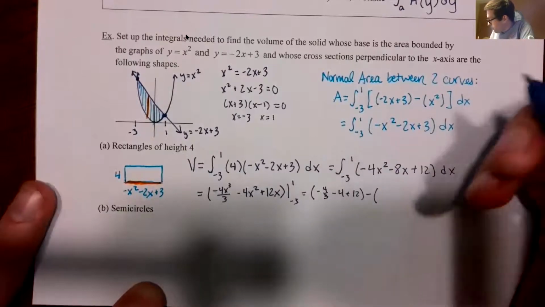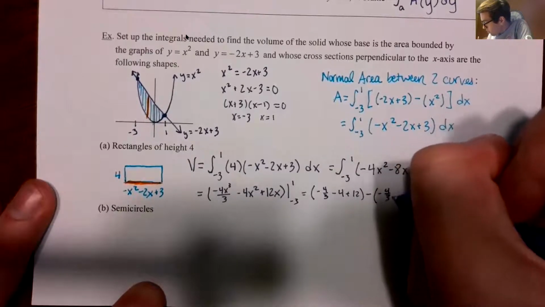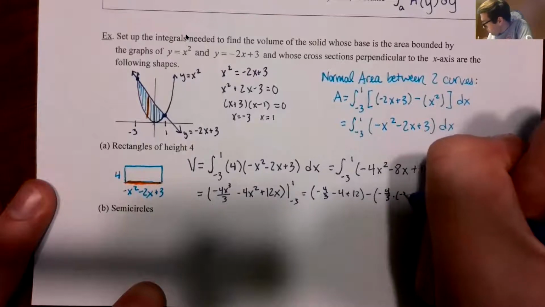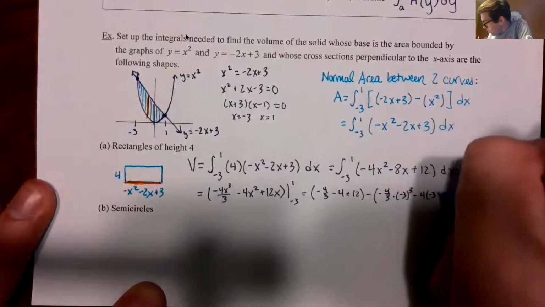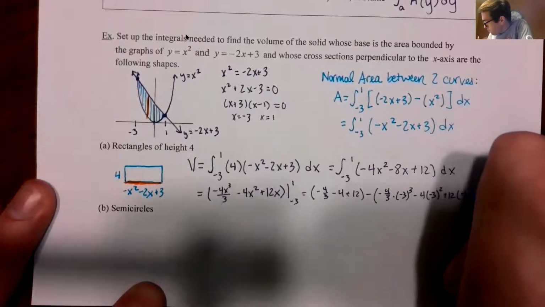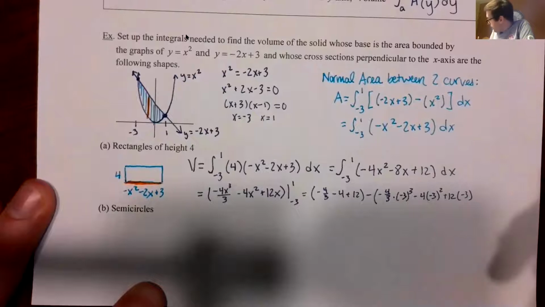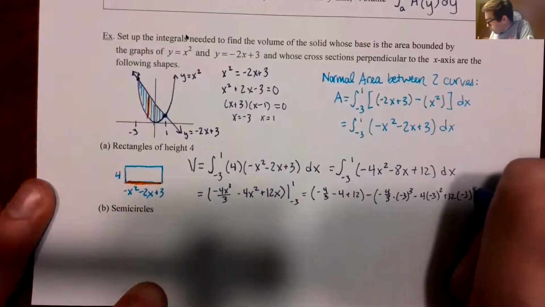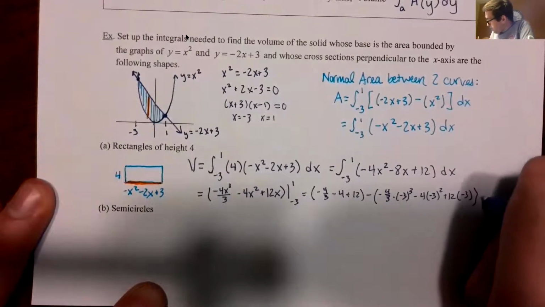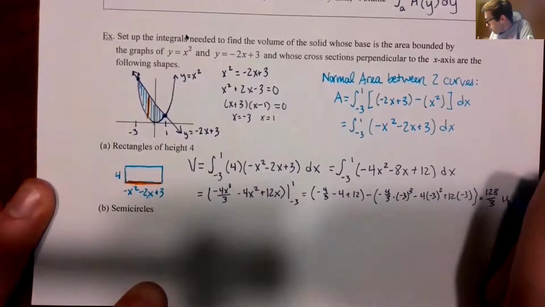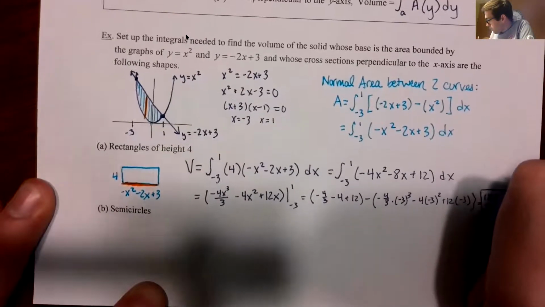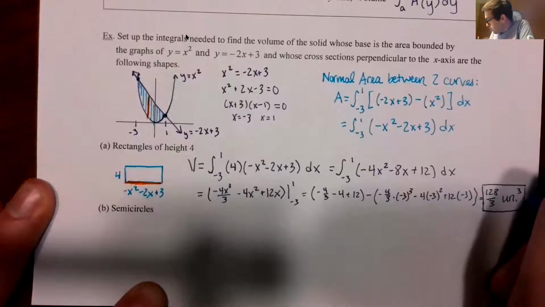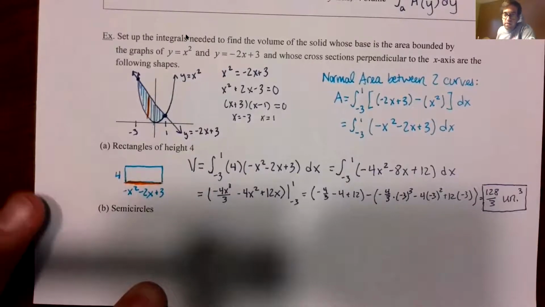If I plug in -3, it'll be -4 thirds times -3 cubed minus 4 times -3 squared plus 12 times -3. And if we combine all of this, we end up with 128 over 3. And that's a volume, so you won't necessarily need to include units cubed, but it is in cubed units, right? That's what we're talking about here. So I'm going to include that so that you can really see that.